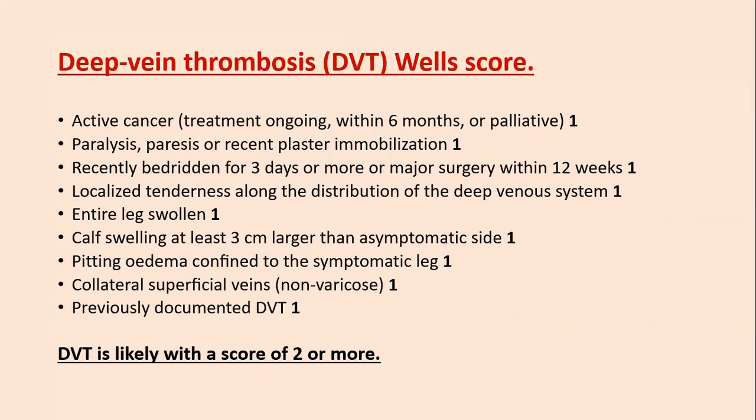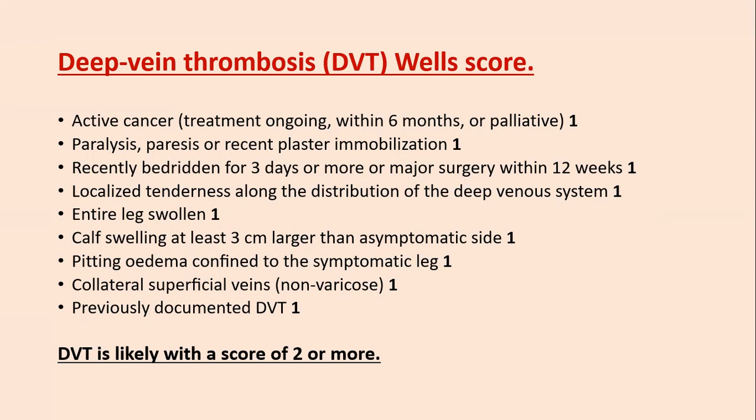There is a score for DVT which is called the Wells score. You may be asked about this score during the examination. So Wells score gives 1 mark each to an active cancer, paralysis, paresis, or plaster immobilization, bedridden patient for 3 days or more, with or without surgery, or after surgery within 12 weeks.